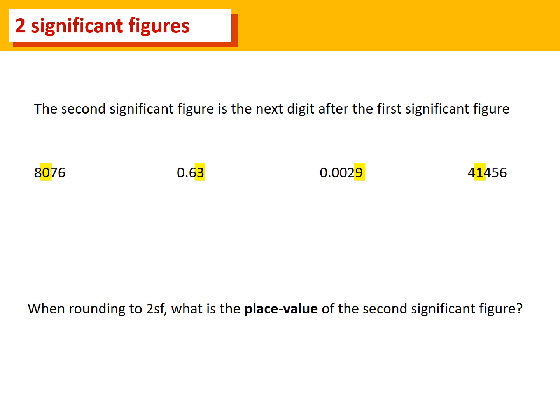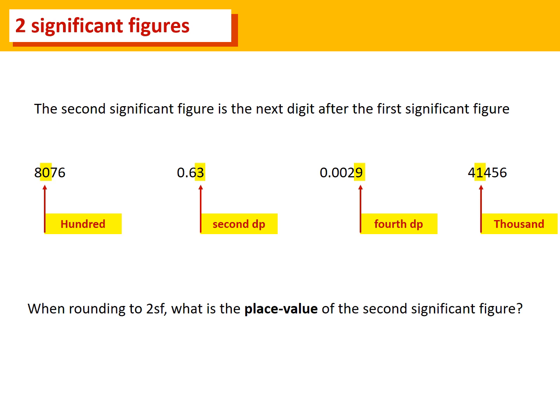So when rounding to 2 significant figures, we simply ask ourselves, what is the place value of the second significant figure? In the first number, that's to the nearest 100. In the second, it's to 2 decimal places, or the second decimal place. In the third number, it's the 4th decimal place. And in the last number, that 1 there is in the thousands column.